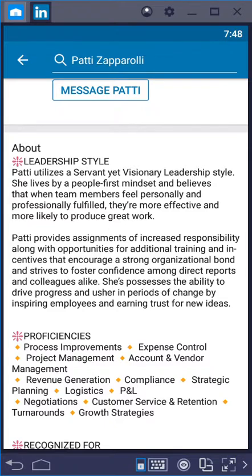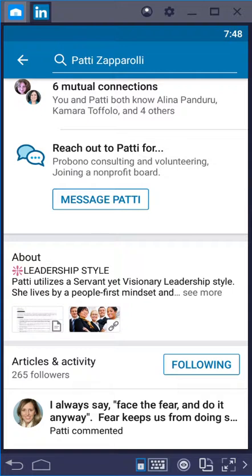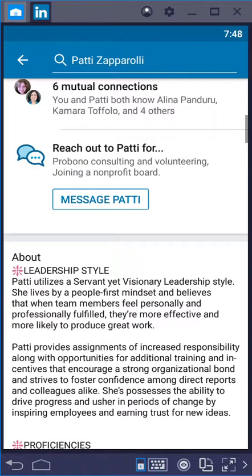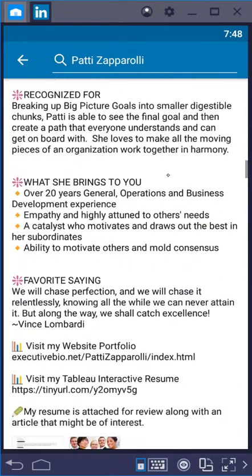So what we saw right there, if I back out again, is that enough to draw people in? If they get down to here and they glance at this, "Patty utilizes third person, servant yet visionary leadership style." I like that. But to do what? "She lives by a people-first mindset." To do what? What's in it for me? That's the kind of thing I'm looking for, guys. You gotta sell us on what you do for us. That's the idea. What's in it for me? WIIFM. Google it, and you'll know what I mean if you haven't heard that saying before.